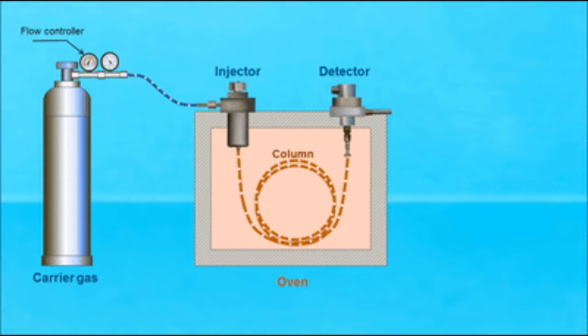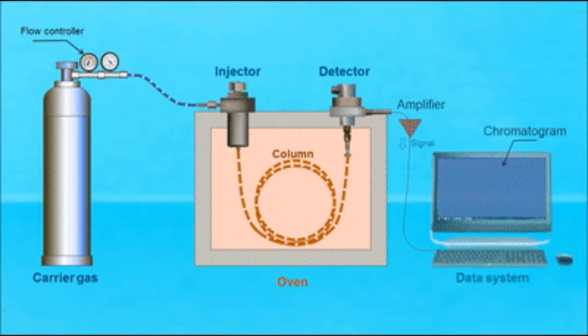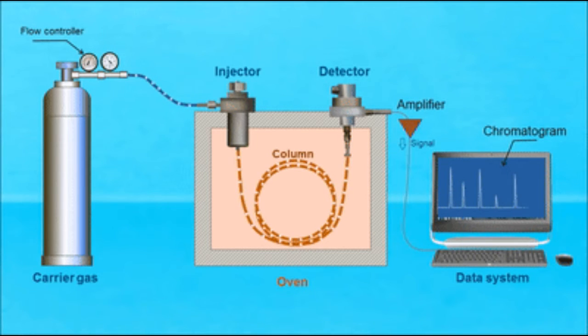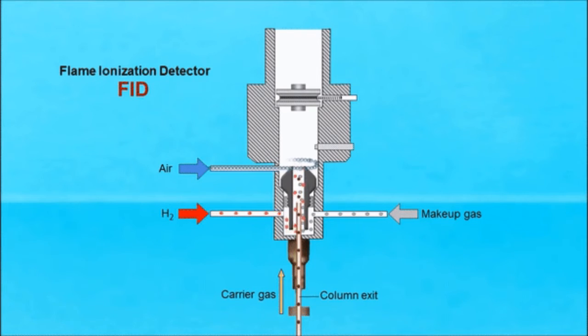The sample components are separated by differential partitioning in the stationary and mobile phases. The separated sample components elute from the column into the detector and a signal is produced. This signal is then amplified and sent to the data system where the chromatogram is electronically constructed. Flame ionization detectors, FID, are the most generally applicable and most widely used detectors.